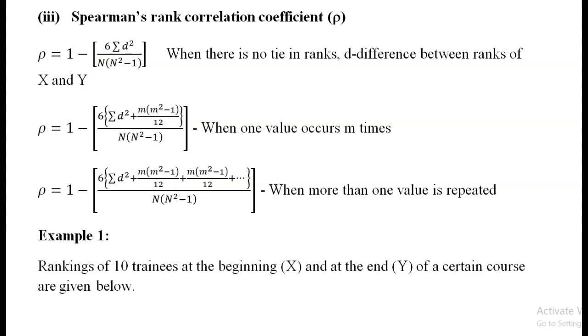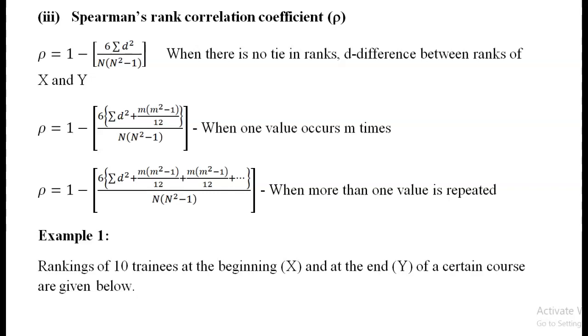So the first formula is rho equal to 1 minus 6 times summation d square divided by n into n square minus 1, when there is no tie between ranks. What is meant by d? It is the difference between the ranks of x and y.